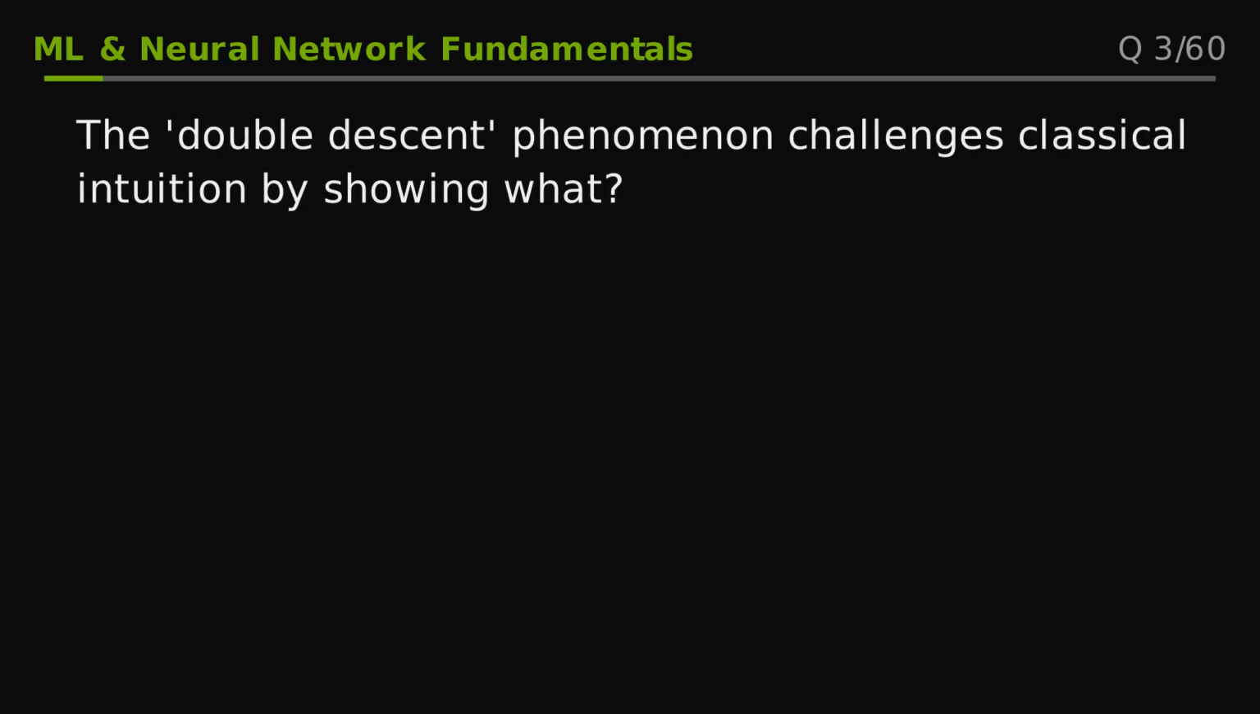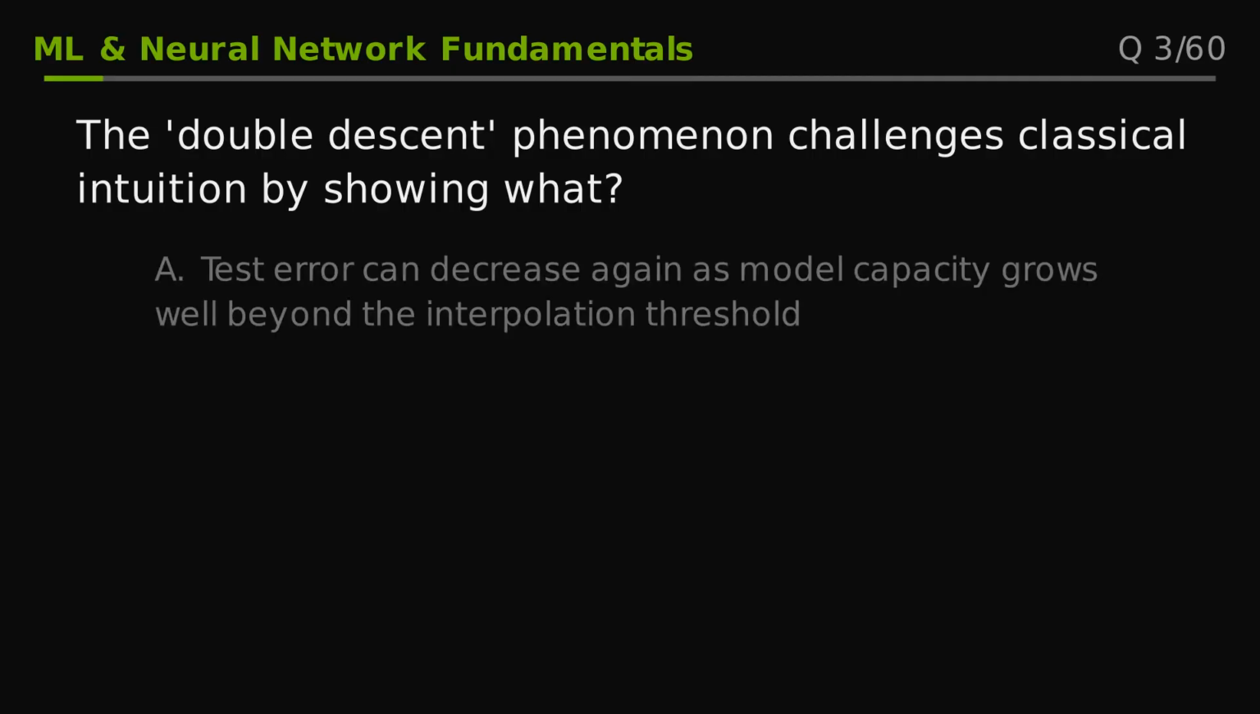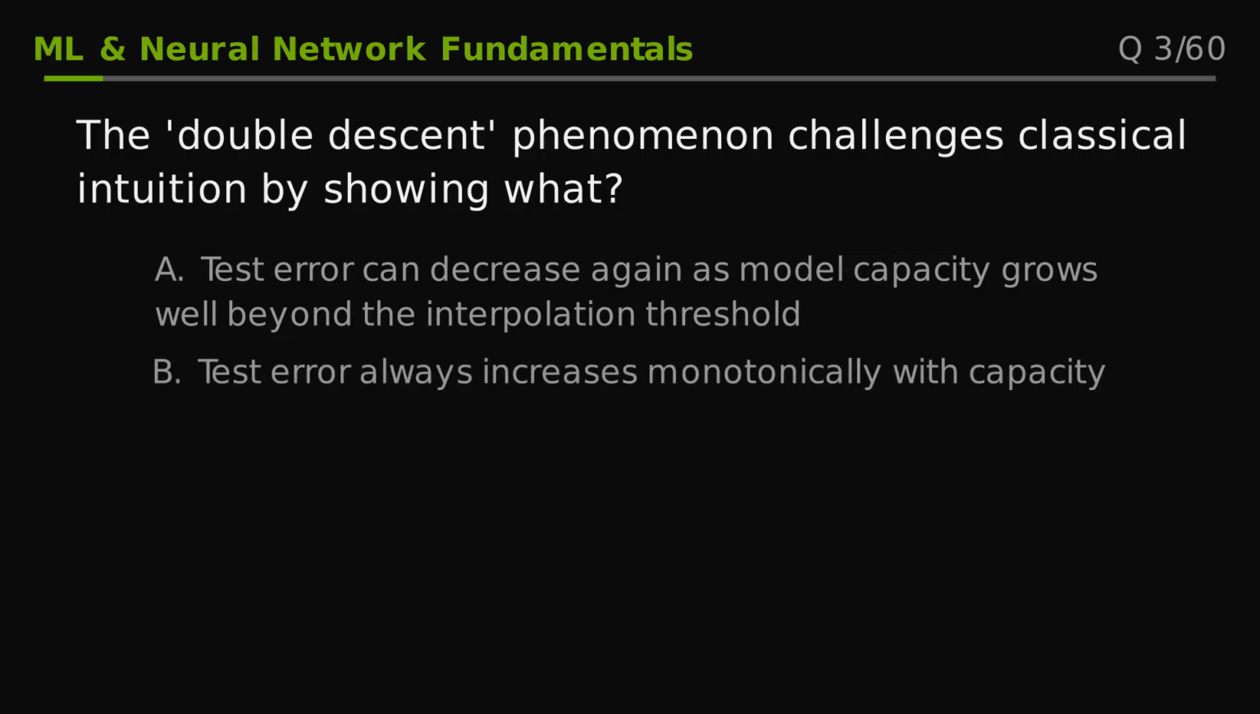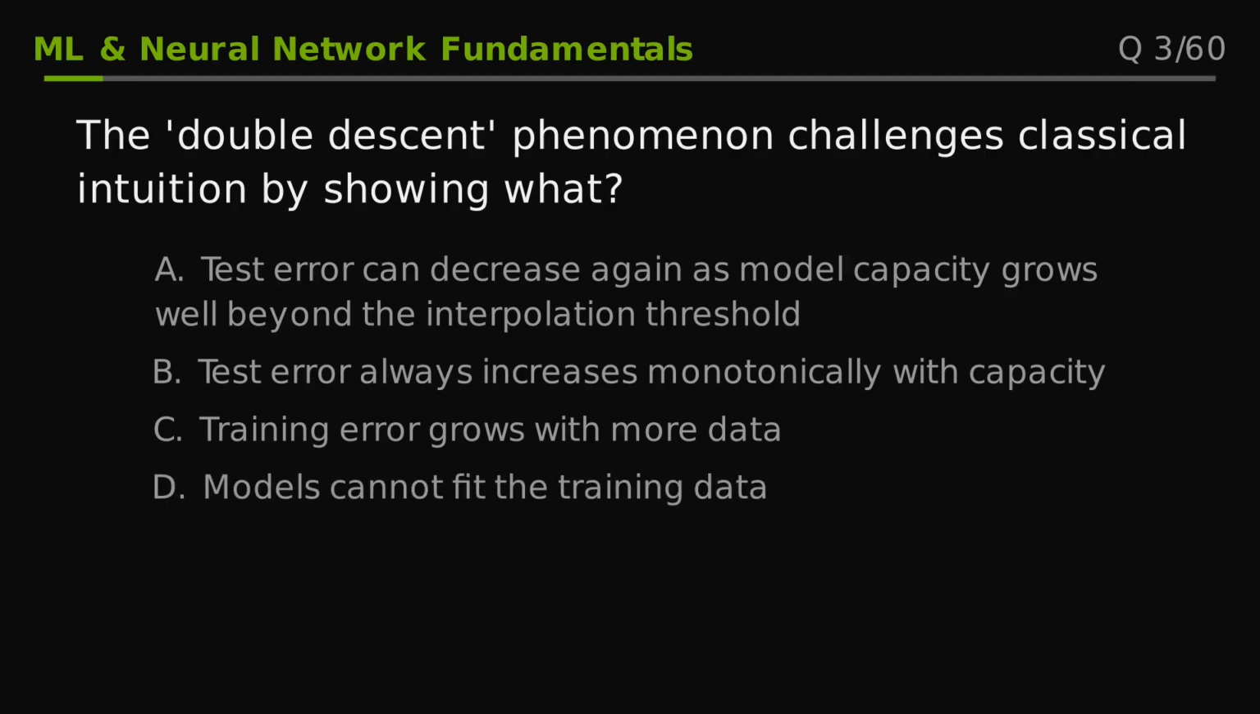Question 3. The double descent phenomenon challenges classical intuition by showing what? Option A. Test error can decrease again as model capacity grows well beyond the interpolation threshold. Option B. Test error always increases monotonically with capacity. Option C. Training error grows with more data. Option D. Models cannot fit the training data.